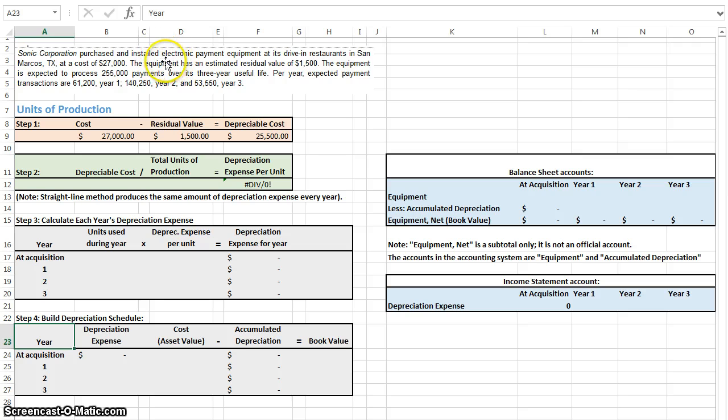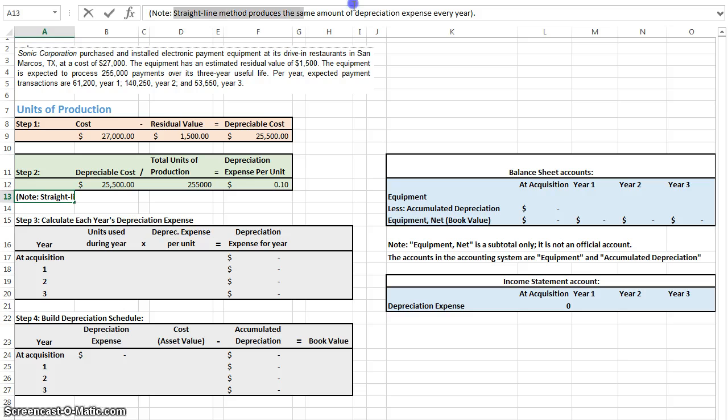So with units of production, you need to figure out, what does this machine do? Well, this machine swipes credit cards. How many of those is it going to do over its life? It's going to do 255,000. And let's get a depreciation per each one of those items. So I take my depreciable cost right from my first step, and then my second step is divide your depreciable cost by total units of production. So I have $25,500 depreciable cost over 255,000 units of production, 255,000 swipes. It means 10 cents of depreciation expense is going to be taken for every swipe.